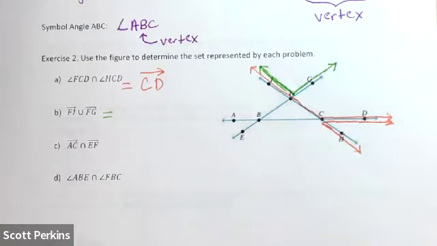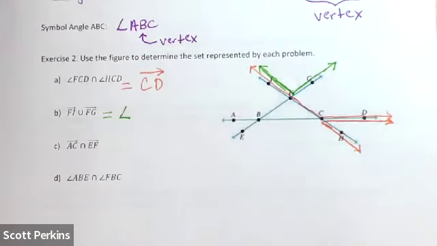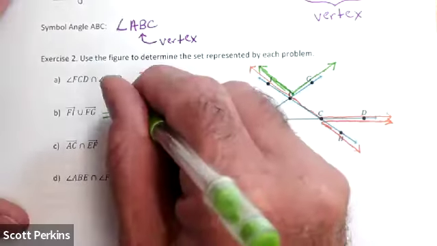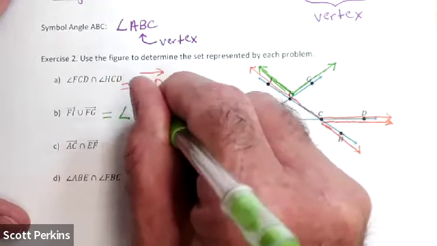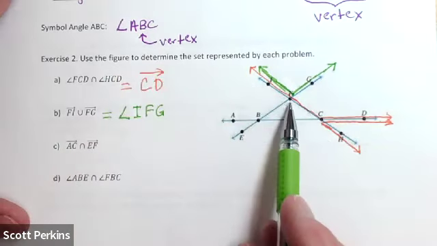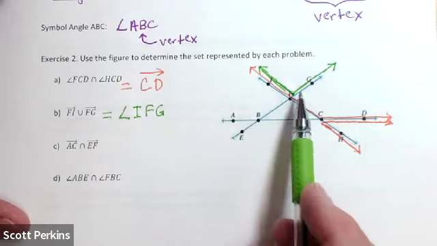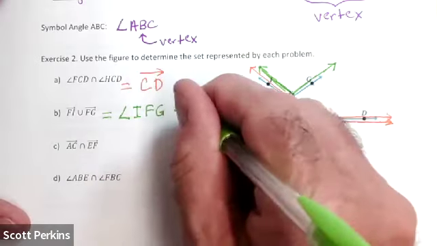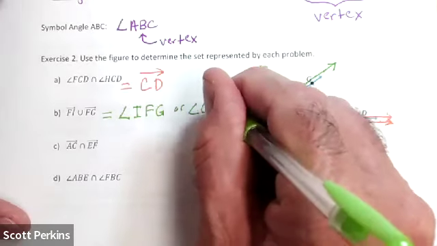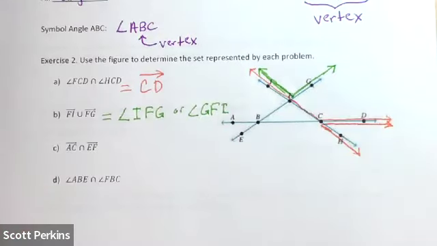An angle. So I'm going to write an angle right here. That's my angle symbol. And then what's that angle going to be called? It's either going to be I, F, G, where F is the vertex, it has to be the letter in the middle, or you could have said G, F, I. The order of the letters doesn't matter. The only thing that matters for an angle is the vertex has to be the one in the middle, and you have no choice about that. All right, try the next one.